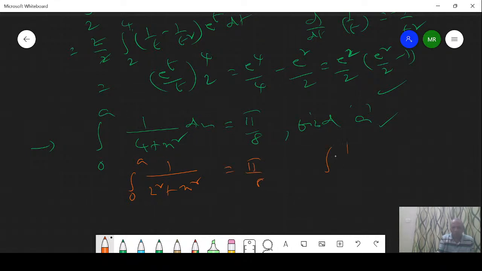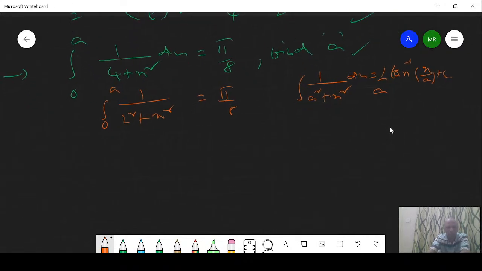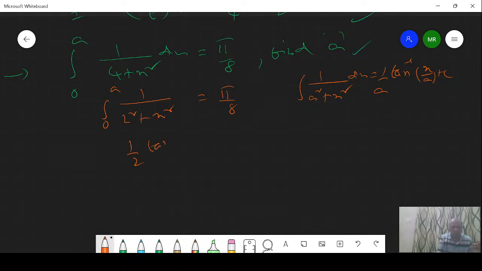But we know that integral 1 by a square plus x square dx is equal to 1 by a tan inverse of x by a plus c. Always remember this is the formula we have. Use the same concept here. If I apply the same concept, 1 by a, so 1 by 2 tan inverse of x by 2, because a is 2, this is 2 square. Tan inverse x by 2 with limit 0 to a.